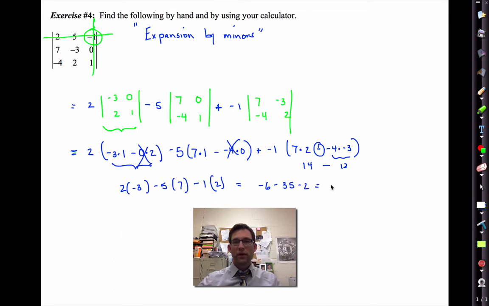Ooh, negative 41, negative 43. Now, you might look at that and go, wait a second, Mr. Weiler, you were talking about absolute value, determinants are like magnitudes, and suddenly I have a negative. Determinants can absolutely, positively be negative. There's no reason why a determinant can't be negative.